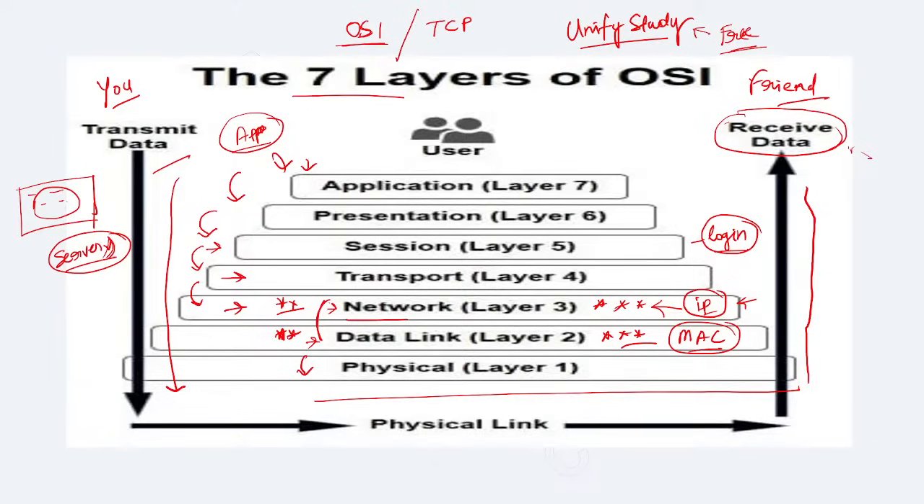Now will this go to your friend? Is it possible? Will your friend be able to get it? No. Because you are connected with the server, so you send it to the server. Now the server will send it to your friend, but your friend should also be connected, and the same layers are there for your friend also.